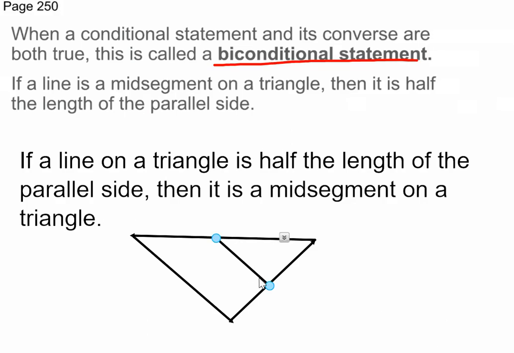So if I took this line and I moved it, if I move it and I still make it 5, well, this line is on a triangle, and it is half the length of the parallel side, but it's not the mid-segment. So in this case, the way I phrased this would not be a true biconditional.